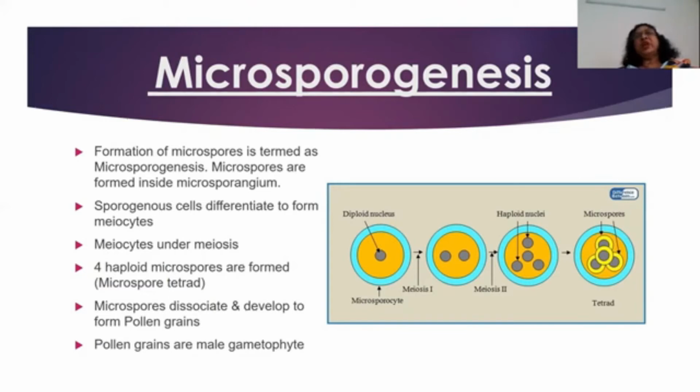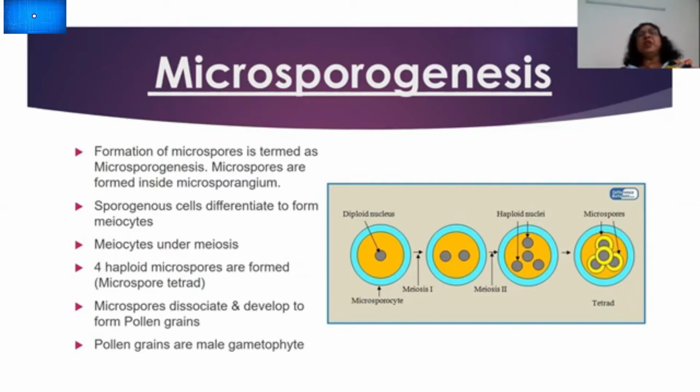Their ploidy is 2N. Now, these meiocytes undergo meiosis, and each microspore mother cell, after undergoing meiosis, forms 4 haploid microspores. That is known as a microspore tetrad. You can see over here, this is a microspore mother cell or a meiocyte, which has a diploid nucleus, undergoes meiosis 1 and then meiosis 2. It forms 4 microspores joined together. They are attached, connected with each other, which is known as a microspore tetrad.